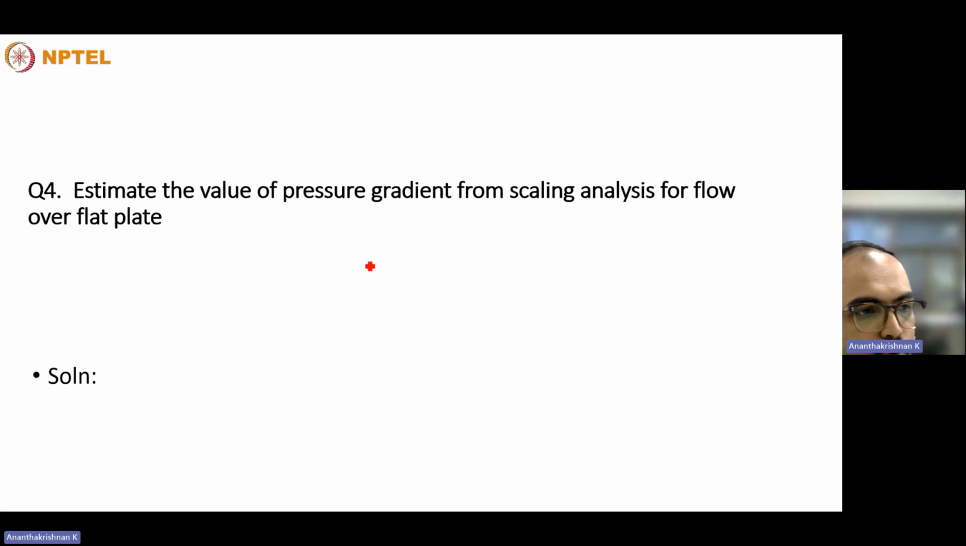Now we can move to the next problem. This is a theoretical problem. We have to estimate the value of the pressure gradient for a flow over a flat plate using scaling analysis. So pressure gradient can be there for both the directions x and y. So how will we analyze the pressure gradients using the scaling analysis, especially for a flow over a flat plate? Try to solve it. I'll also try to solve it within a couple of minutes.